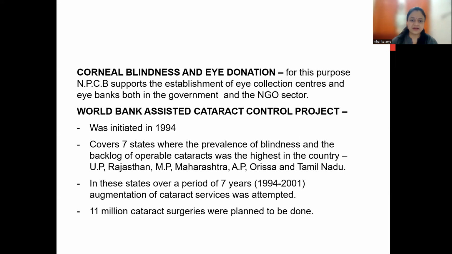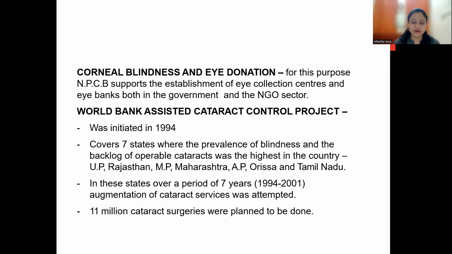So what is corneal blindness and the eye donation? For this purpose, NPCP supports the establishment of the eye collection centers and eye banks both in the government and the NGO sectors. So the corneal blindness and the eye donation can also be treated for this purpose.